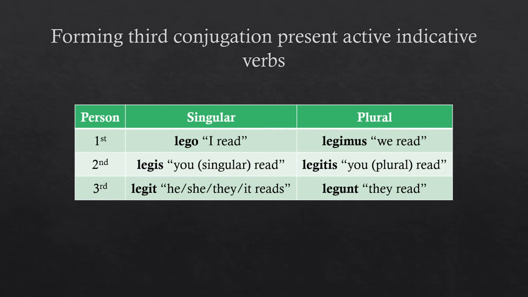To demonstrate third conjugation present active indicative verb formation, we will use the verb lego, read, as our exemplum. Lego, I read. Legis, you read. Legit, he, she, it reads. Legimus, we read. Legitis, you read. Legunt, they read.